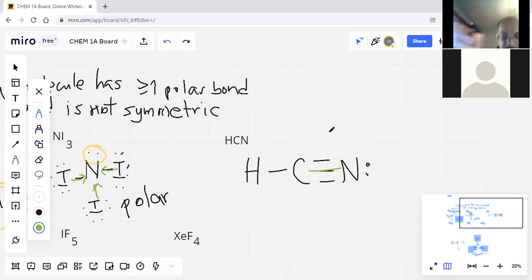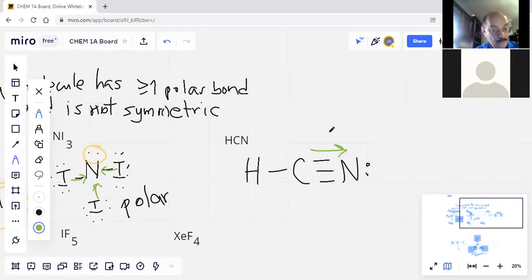Let me put it upwards here so you can see it a little better. So we're going to say that this is a polar bond. Now remember, we're not concerned about the nitrogen on the outside. We're concerned about the central atom. So we're going to ask, are there any lone pairs on the central atom? The answer is no.